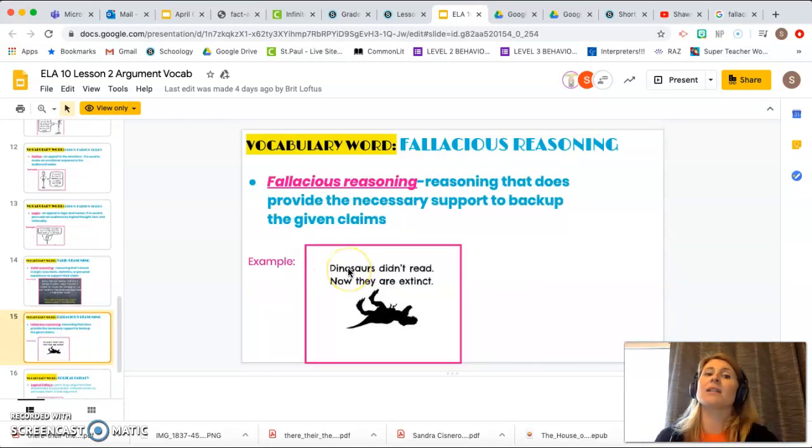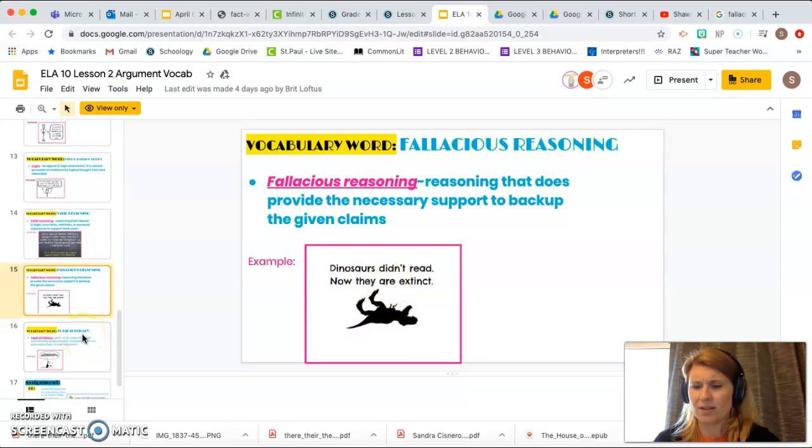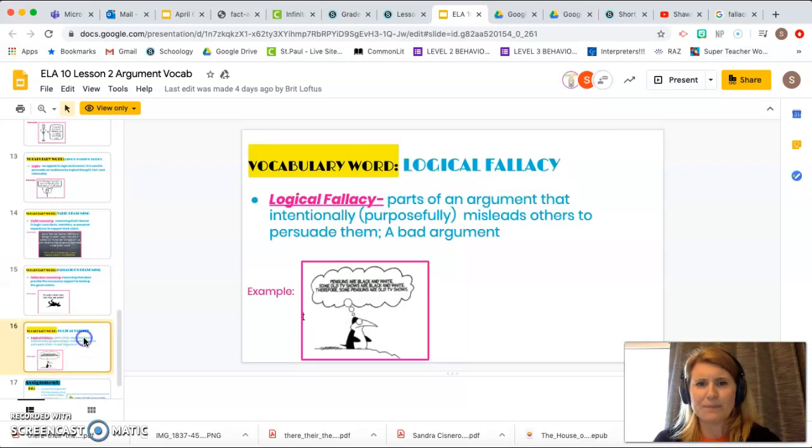Now we have something called fallacious reasoning. Fallacious reasoning kind of tricks us a little bit. So here's an example. It's reasoning that does not provide the necessary support to back up the given claims. I think that's supposed to say "does not provide the necessary support." It says, "Dinosaurs didn't read. Now they are extinct." Are we saying that because dinosaurs didn't read that they're now extinct? Obviously, those things cannot go together.